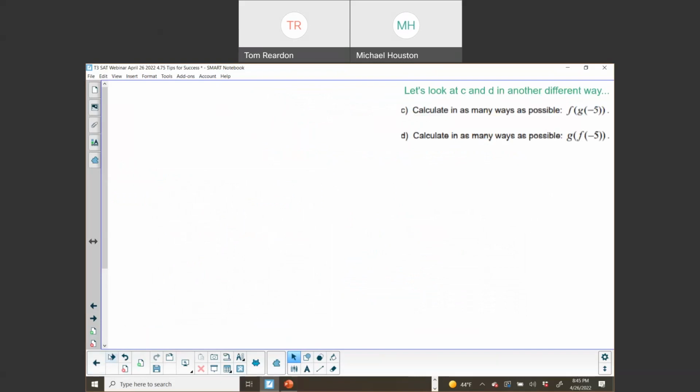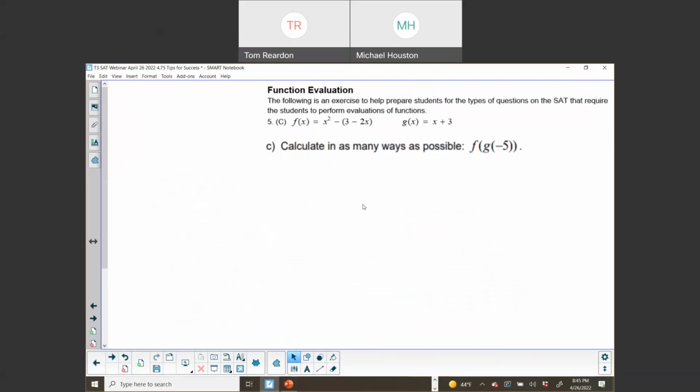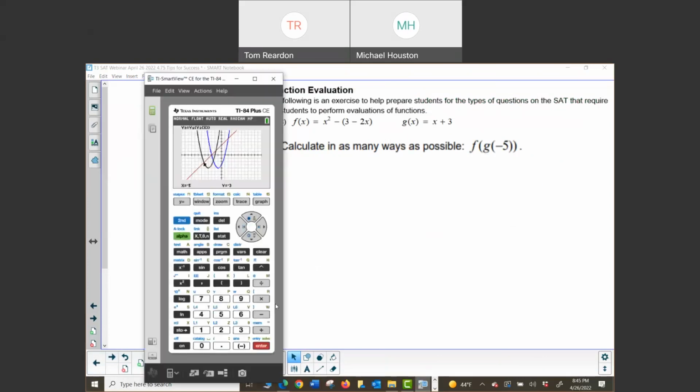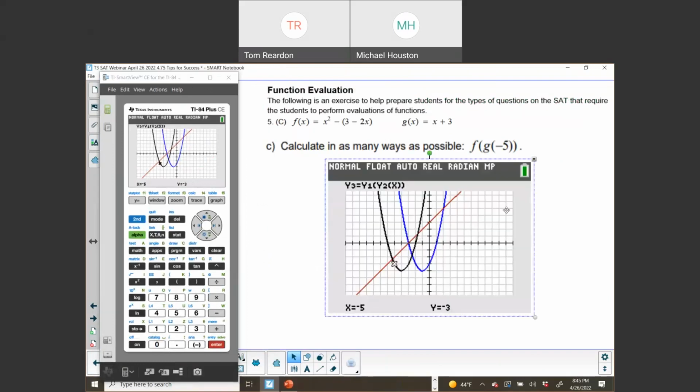How about looking at C and D in a different way, okay? So on this one, again, I'm going to go back with this and let me graph this. So this is f of g of x, right, in black. This is my composition function in black. This was my quadratic in blue, and this was my x plus 3. What is the relationship between the blue and the black? What do I do to the blue to get the black function? Now think about that. What do I do to blue to get black?